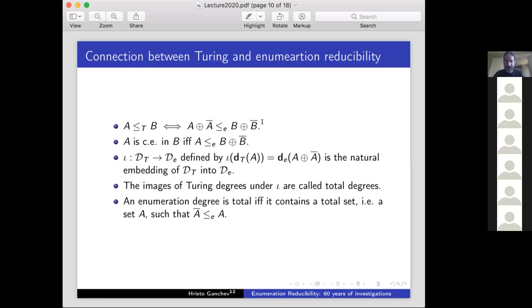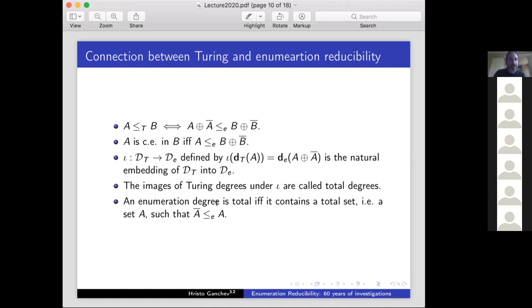Before going to that, I should have stated that there is this connection between Turing and enumeration reducibility, which is very important: a set A is Turing reducible to B if and only if A join the complement of A is enumeration reducible to B join the complement of B. And the set A is computably enumerable in a set B if A is enumeration reducible to B join the complement of B. So you can see that enumeration reducibility can simulate Turing reducibility and this relation, computably enumerable in. Now the first line gives you a natural embedding of the Turing degrees in the enumeration degrees, which is defined in this simple way. The images of the Turing degrees are called total degrees. And of course, here is a characterization of a total degree: a degree is total if it contains a total set. I'm not going into this.